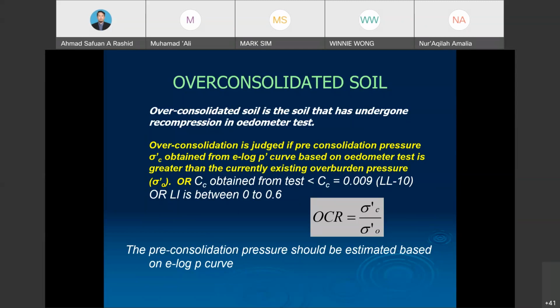Over-consolidated soil is when the pre-consolidation pressure, called sigma C, obtained from the e-log P curve based on the odometer test, is greater than the currently existing overburden pressure. The CC obtained from the test is less than CC equal to 0.009 times LL minus 10, or the LI is between 0 to 0.6.